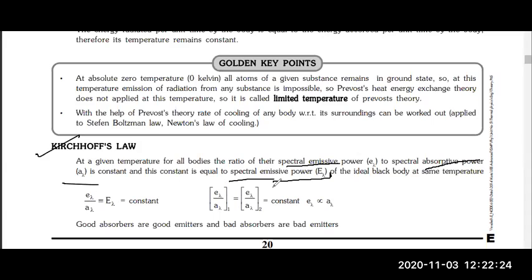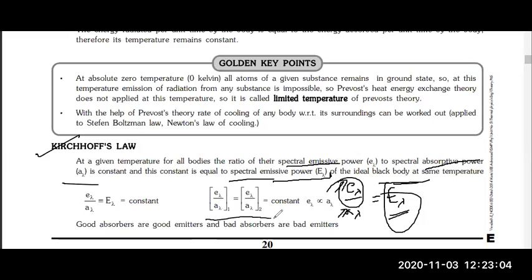So obviously it is E lambda by A lambda, spectral emissive power by spectral absorptive power is equal to a constant, which is the spectral emissive power of black body. Do not get confused by this and this. So this is the spectral emissive power of ideal black body. Now if this is constant, then you can use this at temperature T1 equal to this at temperature T2.